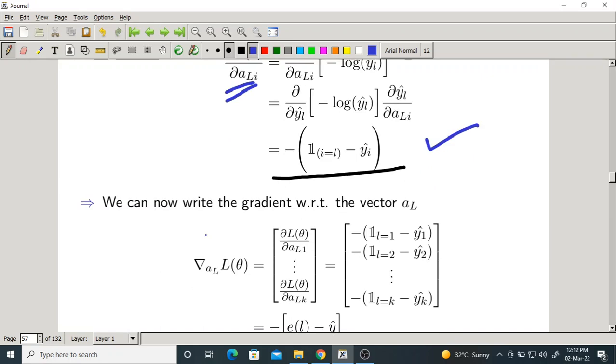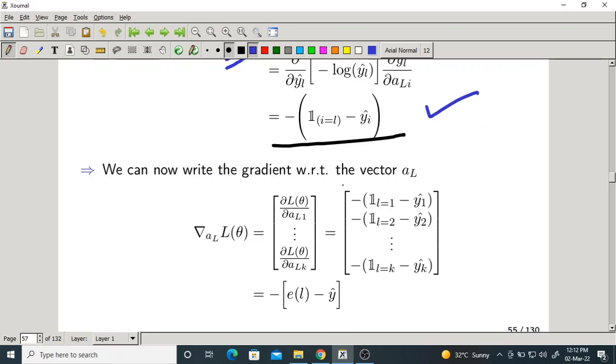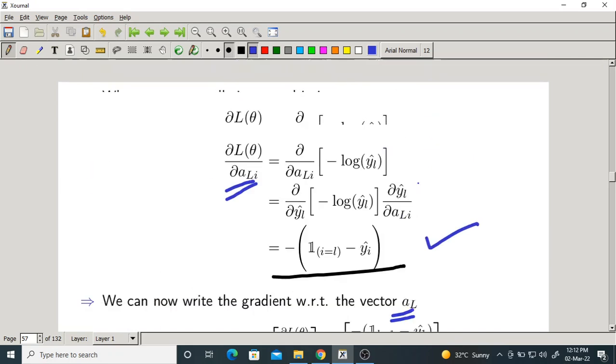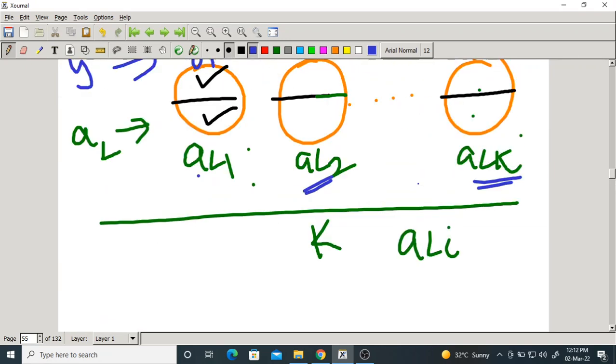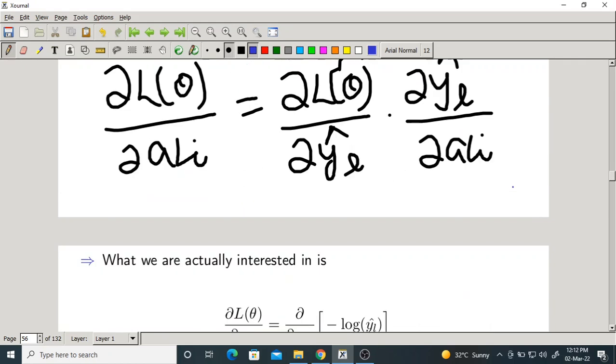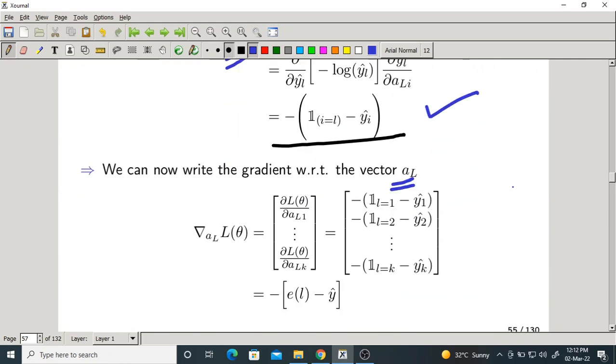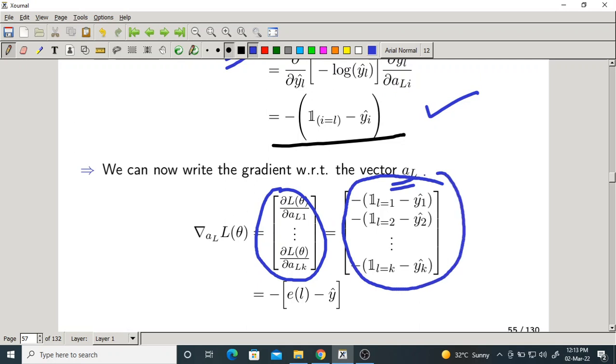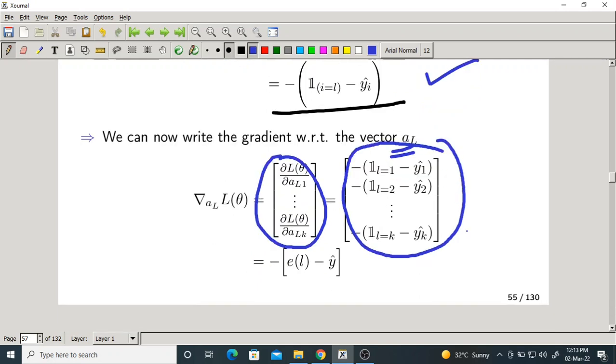Now, we know the gradient with respect to vector AL. What is vector AL? AL1, AL2, and so on, ALK. It again has K elements. So to find the gradient of a vector, we take the individual partial derivatives like this. If you take it like this, you get this, and this is the final answer.